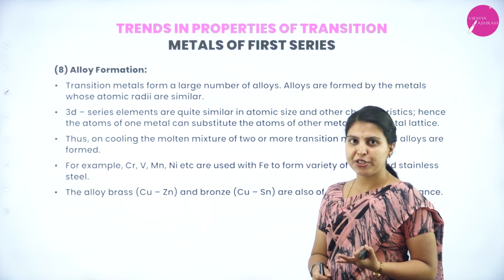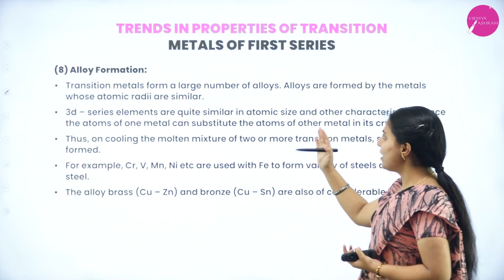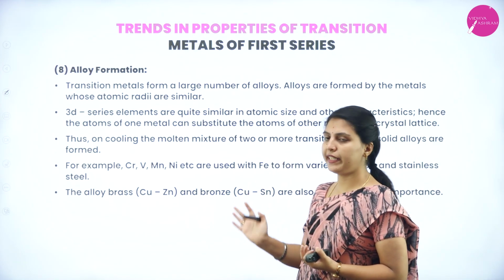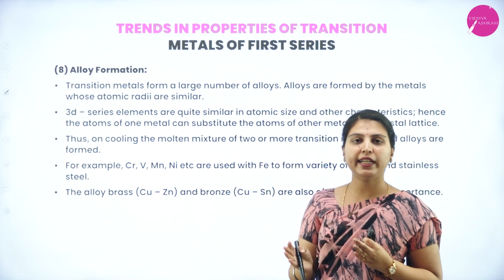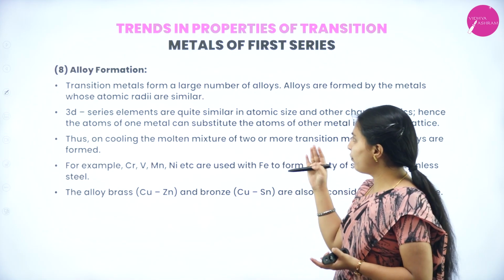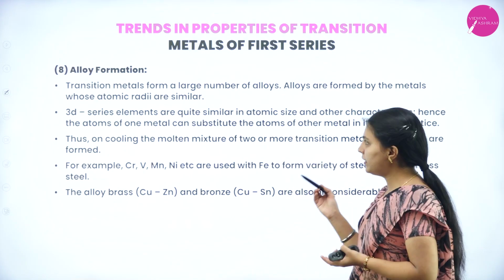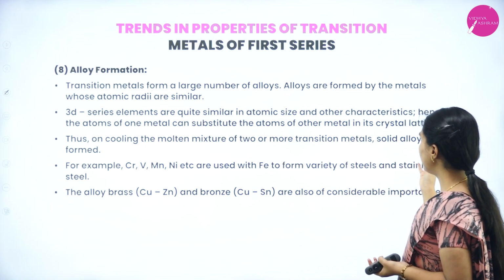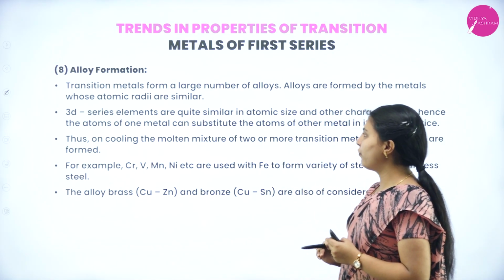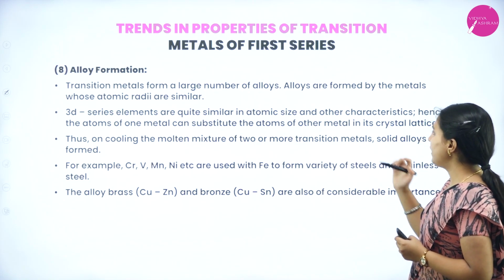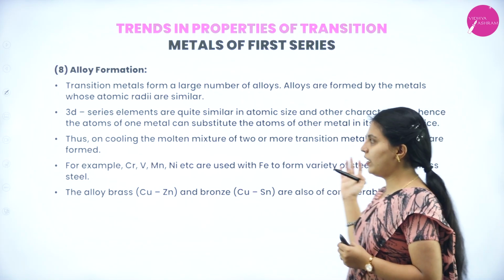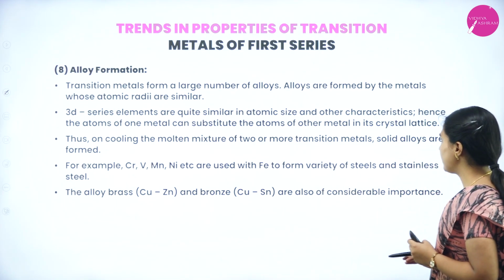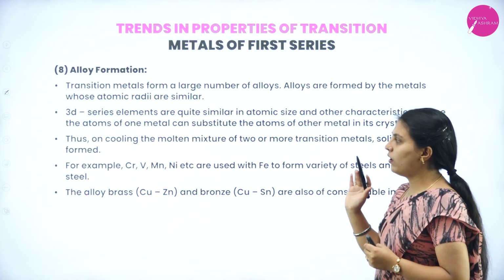Next, alloy formation. Transition metals form a large number of alloys. Alloys are formed by metals whose atomic radii are similar. When the atomic radii are similar, they form a large number of alloys. 3D series elements are quite similar in atomic size and other characteristics. Hence, the atoms of one metal can substitute the atoms of another metal in the crystal lattice. Thus, on cooling the molten mixture of two or more transition metals, solid alloys are formed.